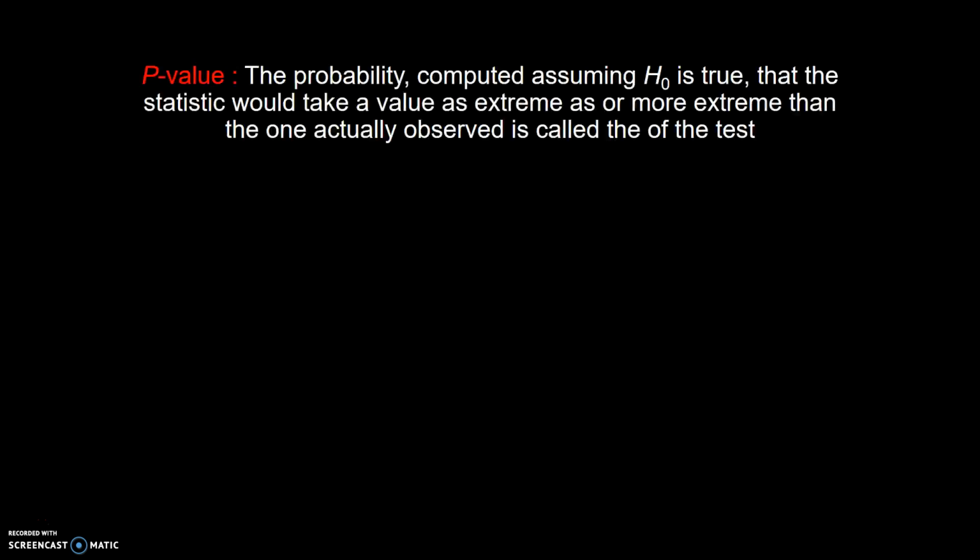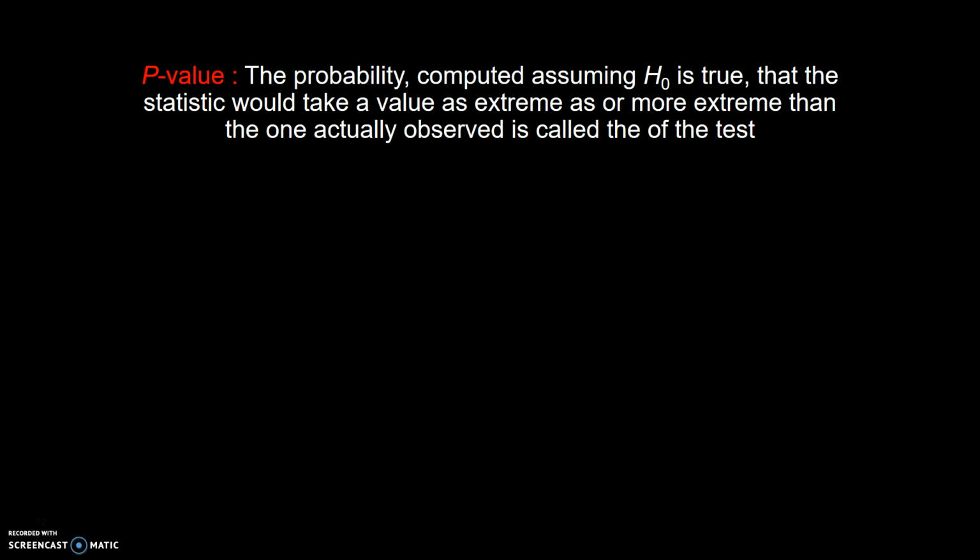So if you can recall from hypothesis testing, the p-value is the probability computed, assuming that the null hypothesis is true, that the statistic would take a value as extreme or more extreme than the one actually observed in the test. So what this means essentially is that we're assuming that the two groups will be equal, and we're seeing the likelihood that we would get a value as extreme or more extreme than the one that was actually found on the test. So power is directly related to this.